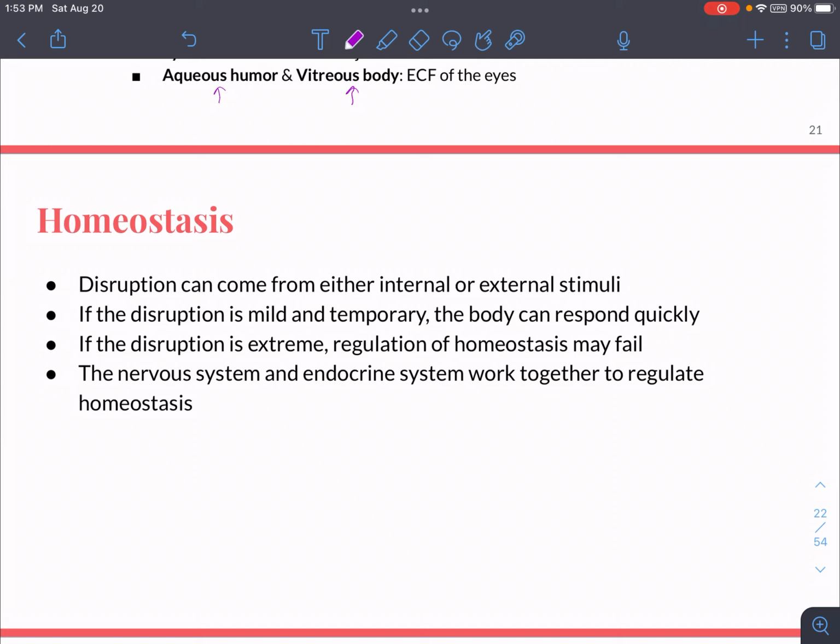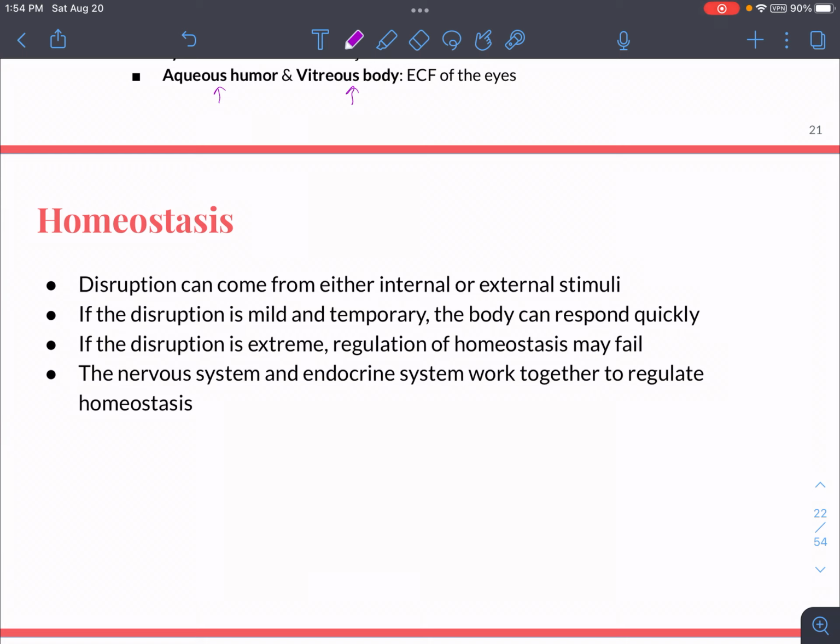But if that disruption is extreme, like when I was talking about insulin that is produced by the pancreas that helps with blood sugar levels. If there's not enough insulin being produced in type 1 diabetes, homeostasis may fail because the body doesn't know how to fix that very well. That's where type 1 diabetics have to give themselves insulin so they can break down any sugars in their blood.